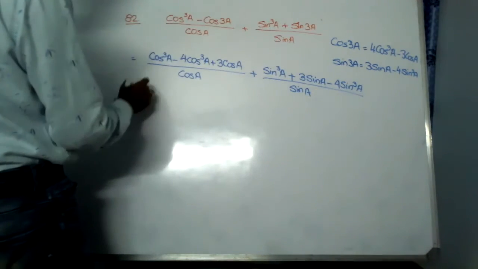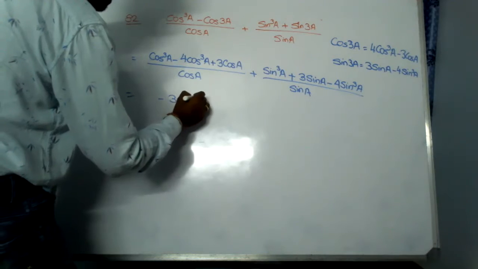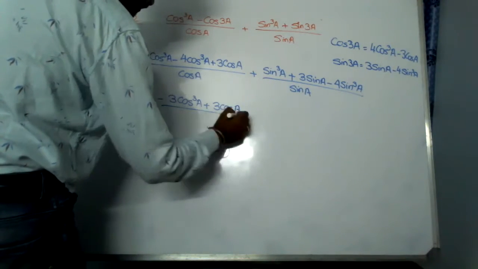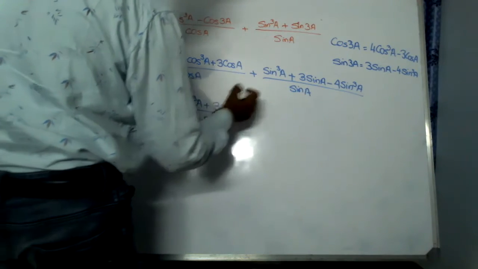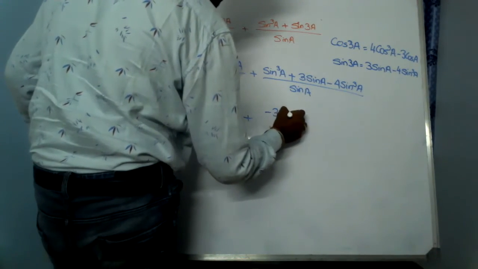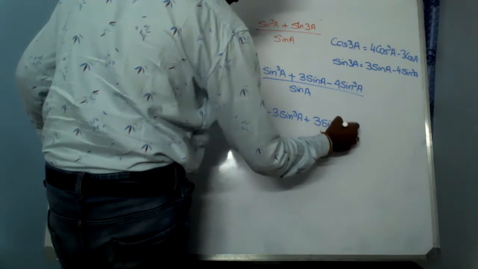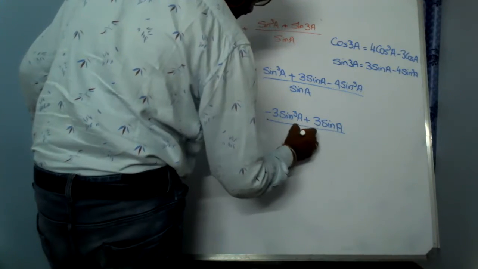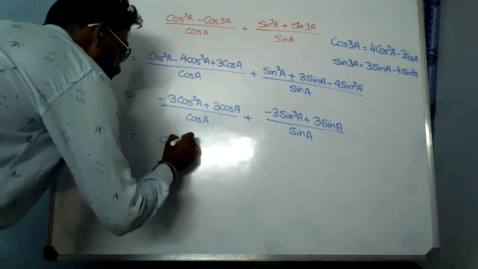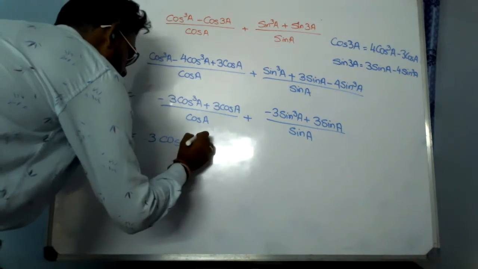Next. This is cos cube A, this is minus 4 cos cube A, so I can write minus 3 cos cube A plus 3 cos A, whole thing divided by cos A. The same way, sine cube A minus 4 sine cube A gives minus 3 sine cube A plus 3 sine A, whole thing divided by sine A. Now I can take 3 cos A common.